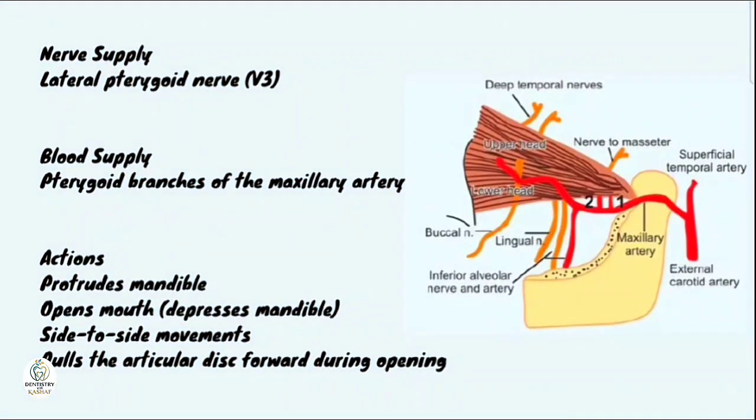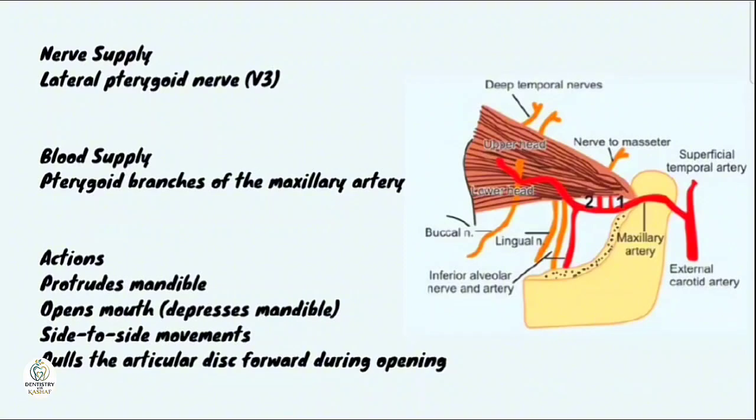Here, the nerve supply is from the lateral pterygoid nerve, okay, and the blood supply is from the pterygoid branches of your maxillary artery. We have already covered the maxillary artery in detail. Go and watch that. And what are the different functions, the actions of this specific muscle called the lateral pterygoid? It protrudes the mandible, opens the mouth, and also produces side-to-side movement.